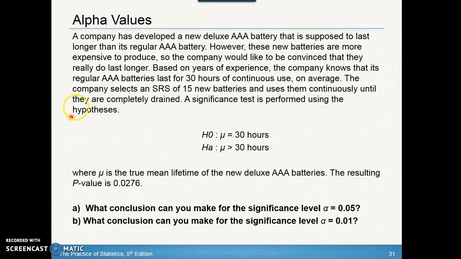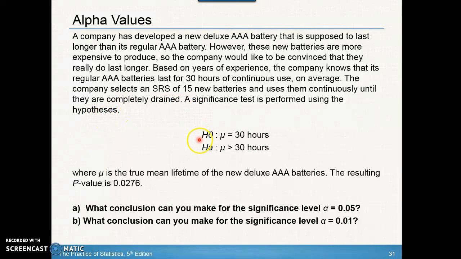Okay, so let's take a look at some examples of writing a conclusion. A company has developed new deluxe AAA batteries that are supposed to last longer than the regular AAA battery. However, these new batteries are more expensive to produce, so the company would like to be convinced that they really do last longer. Based on years of experience, the company knows that its regular AAA batteries last for 30 hours of continuous use on average. The company selects an SRS of 15 new batteries and uses them continuously until they are completely drained.